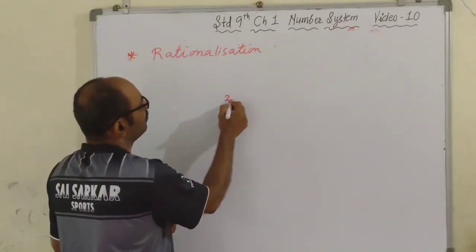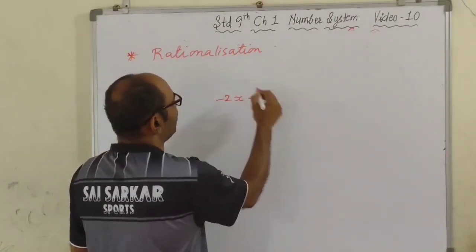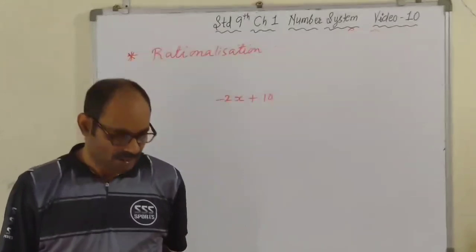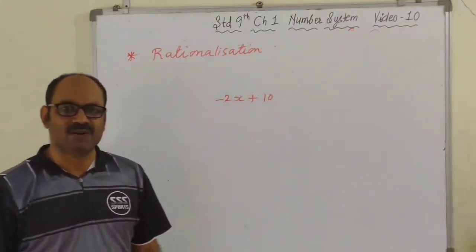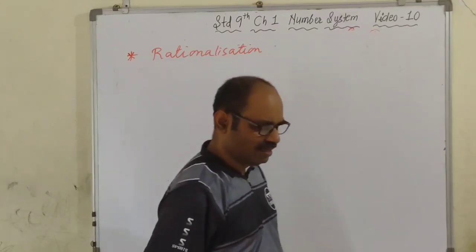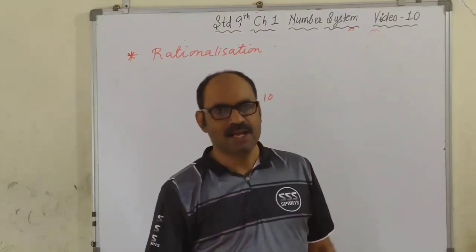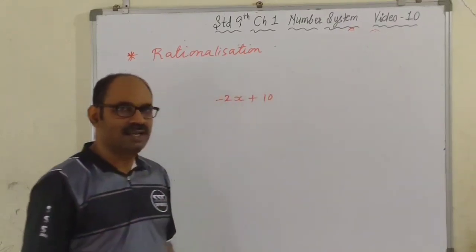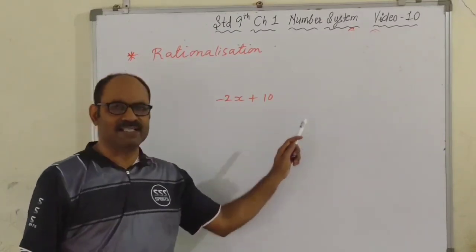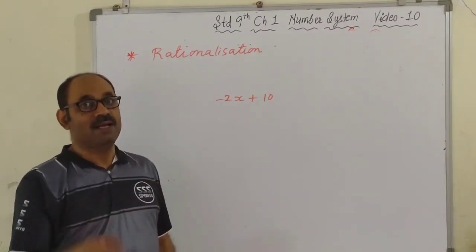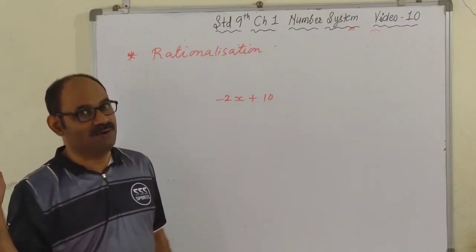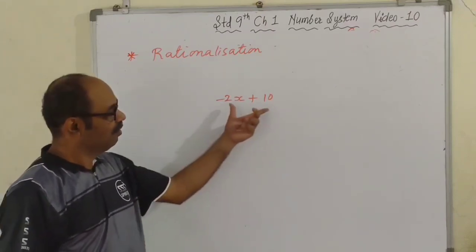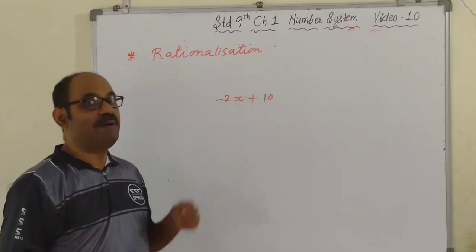Children, if it is minus 2x plus 10, it is a binomial. There is one expression, one polynomial. Now, there are certain rules, children. Some rules exist. Alright? Following them or not depends on us. But mathematicians made a rule that whenever you express any polynomial, its first term should be positive only. You can see the first term is negative. So, as per the rule, this second term which is positive has to be written first.